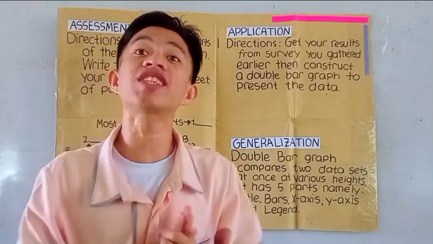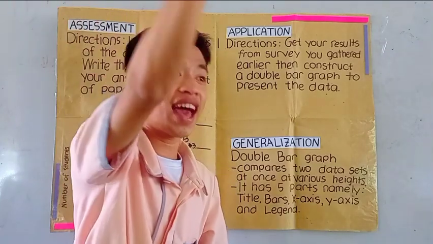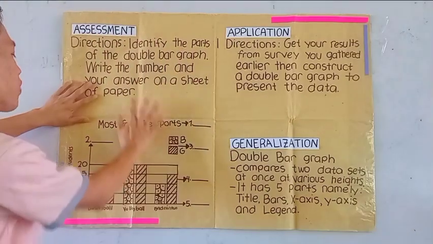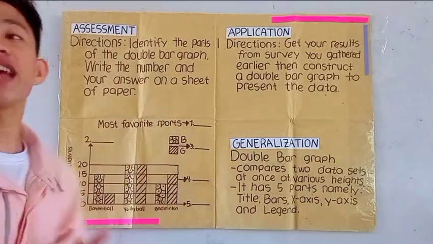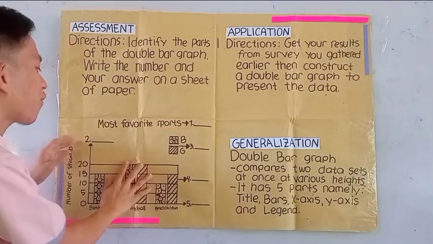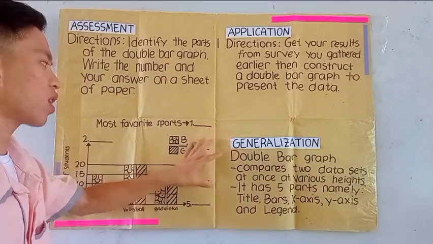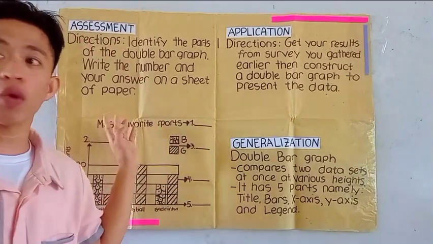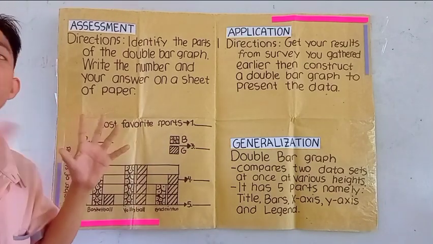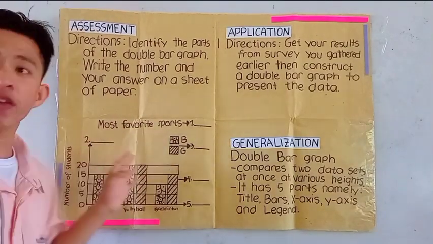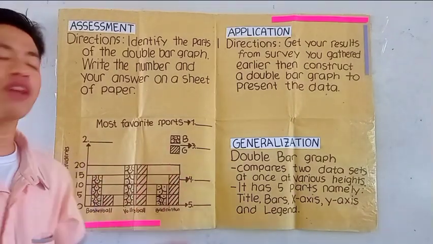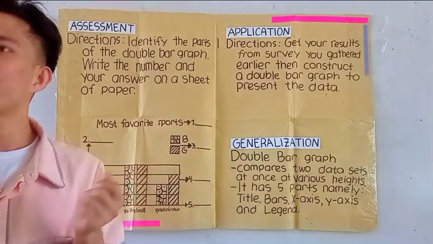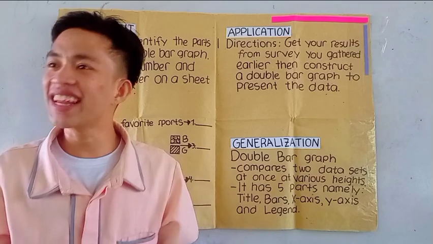Now, what are those 5 parts of the double bar graph? Title, x-axis, y-axis, bar, and legend. Correct. So this is the presented double bar graph, and I want you to identify or label the parts of the double bar graph, either it is a title, x-axis, and so on. Got it? You don't need to draw or illustrate this double bar graph on your paper. Just answer directly, write the numbers and the answer on your paper. Got it? Are you done, kids?